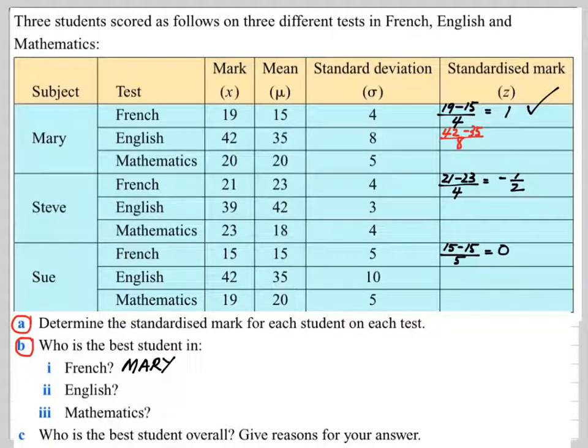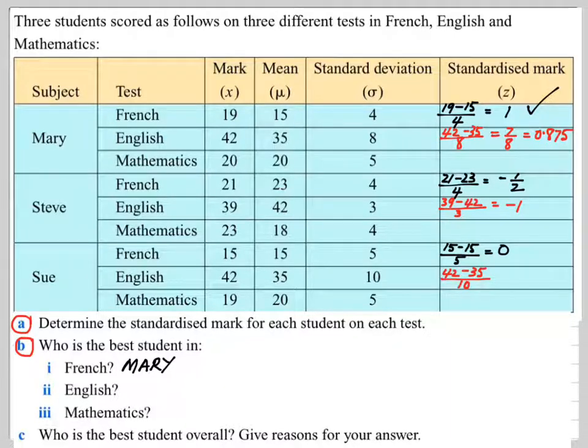Okay, here comes the English now. This is Mary's English result. It's 7/8, which is 0.875. Pretty good result. Almost 1 standard deviation to the right of the mean. Steve got 39 minus 42 over 3, which is -1. Poor old Steve, he's not too good at English either. Probably doesn't like the arts much, the humanities.